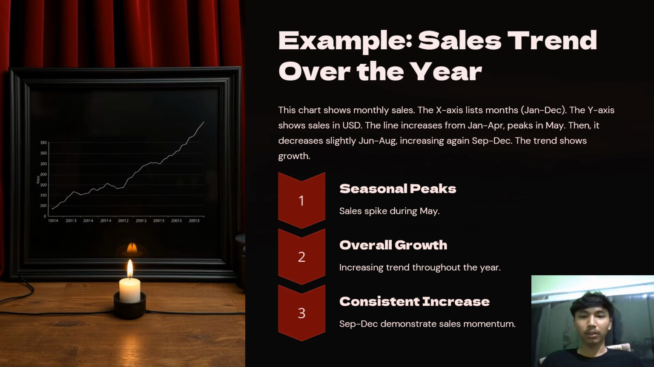The first one is seasonal peaks. The sales spike during May. The second one is overall growth. It is an increasing trend throughout the year. The last is consistent increase. September to December demonstrates sales momentum.